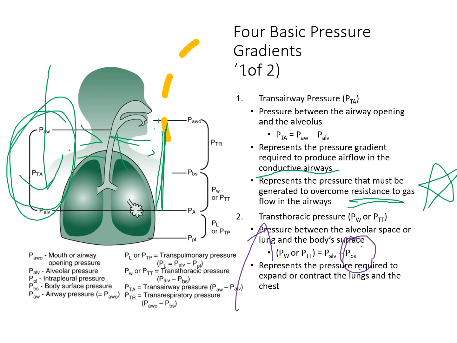So transthoracic pressure, the difference between the alveolar space and the body surface pressure. So that's what we're looking at here, alveolar to body surface. And that's going to be one that we can manipulate with artificial means as well when we're going through our different types of ventilators.